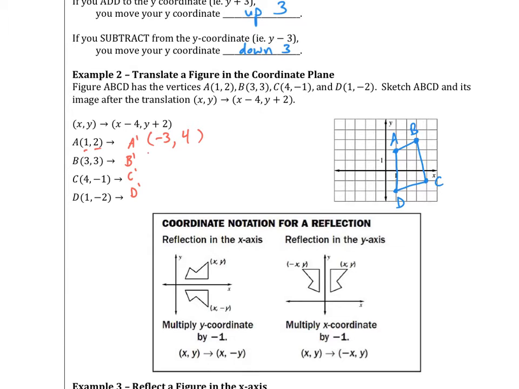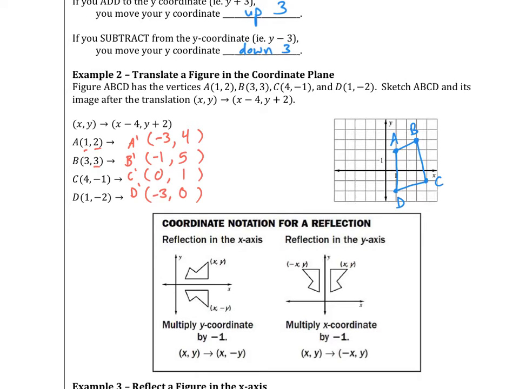So in the new B, if you minus 4 from 3, you get negative 1. If you add 2 to the y value, you get 5. For C, if you minus 4 from 4, you would get 0. And if you add 2 to negative 1, you would get 1. And then for D, you minus 4 from 1, you would get negative 3. And then you add 2 to negative 2, you would get 0. So these would be our new points.